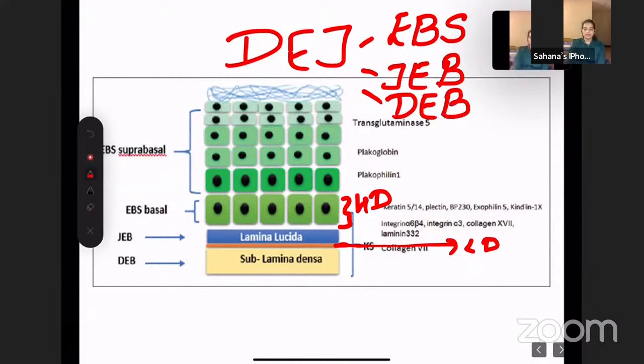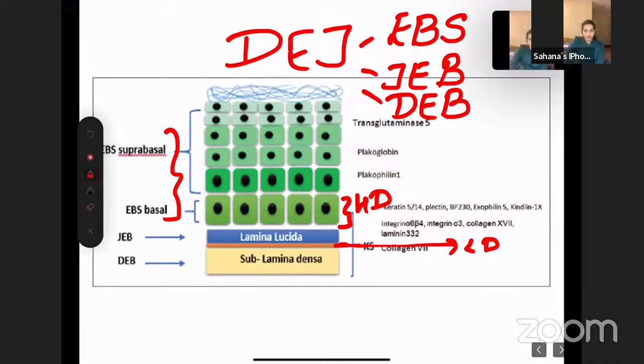These affect different layers of the dermoepidermal junction. Epidermolysis bullosa simplex affects the hemidesmosome and so these layers, the top layers of the epidermis. The top layers are affected by epidermolysis bullosa simplex. That is why it is known as simplex.